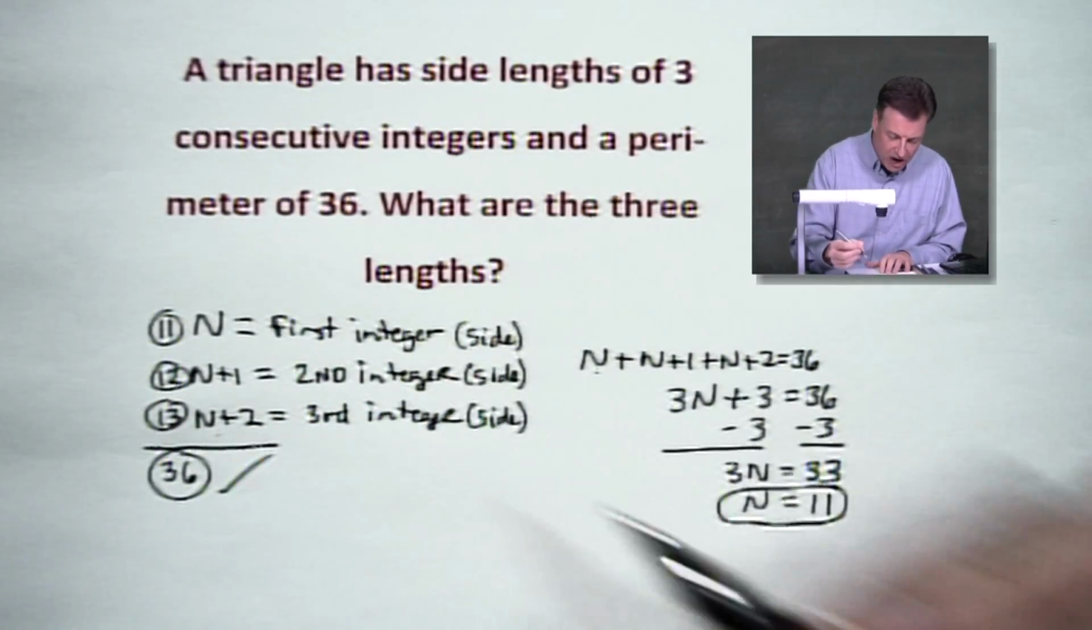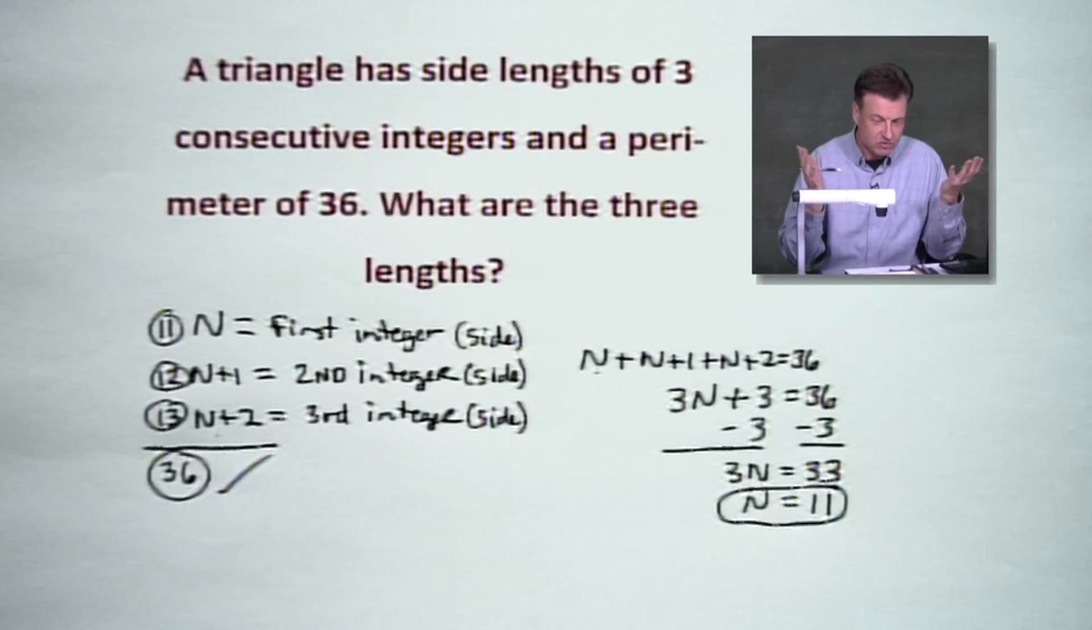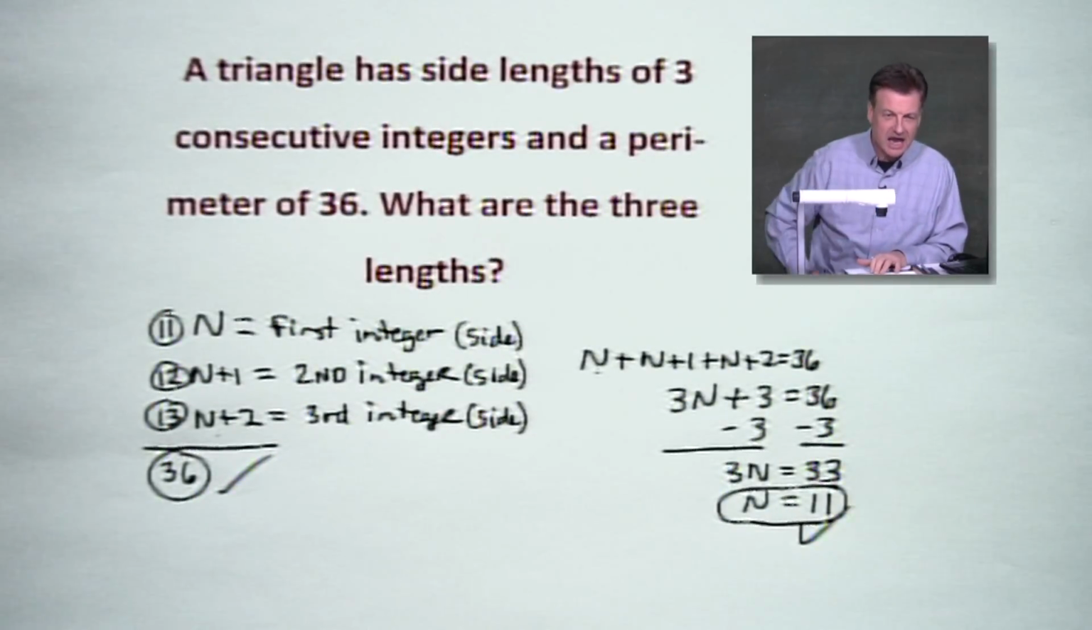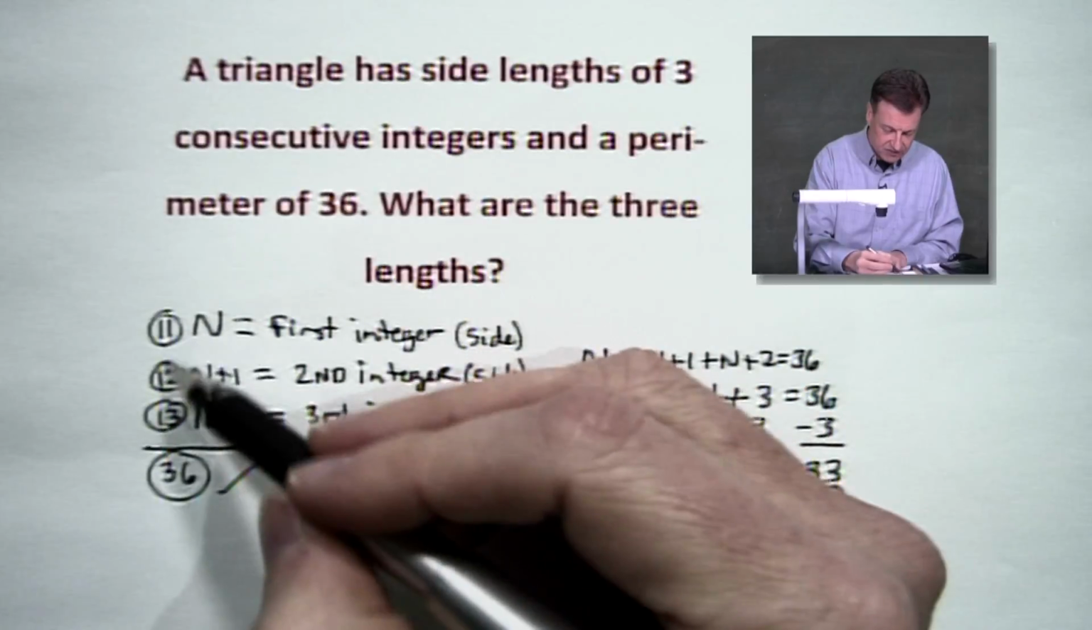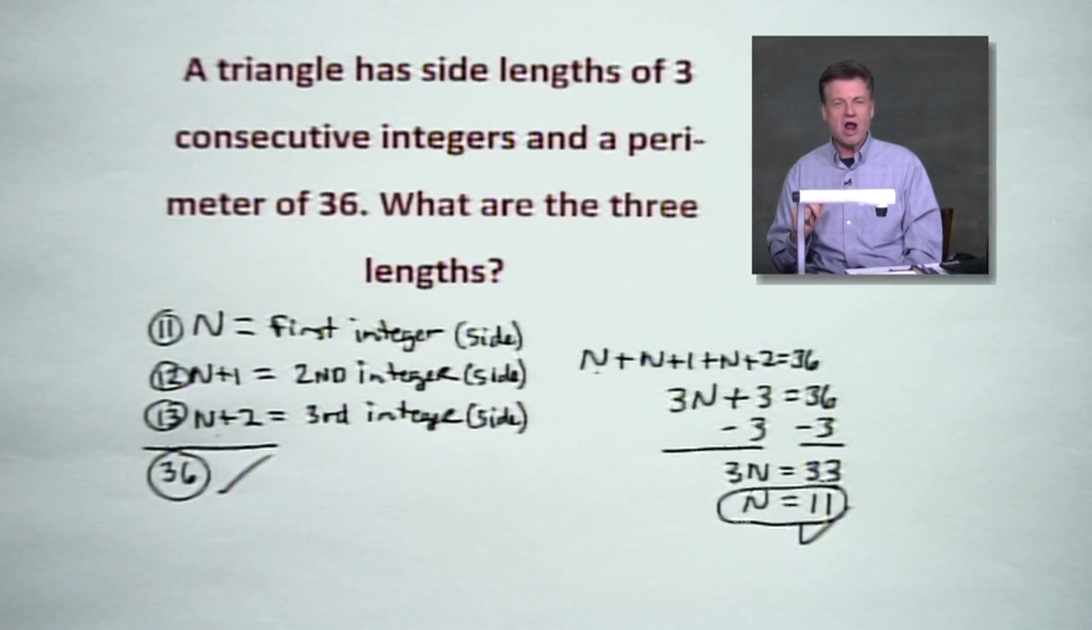So the 2 requirements, the perimeter of 36, whether inches, feet, or whatever we're using, and the consecutive integers 11, 12, 13, are both met. Both are met.